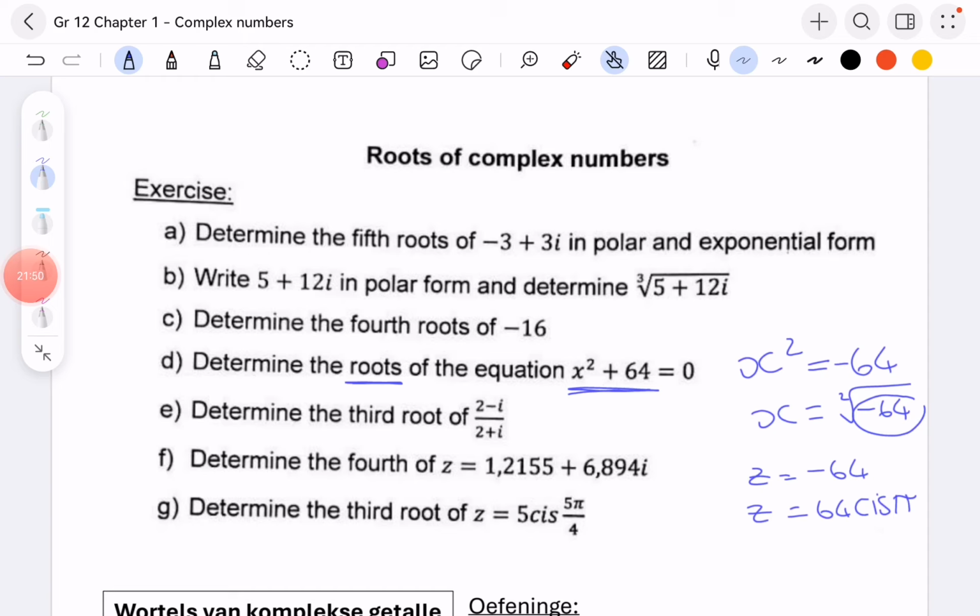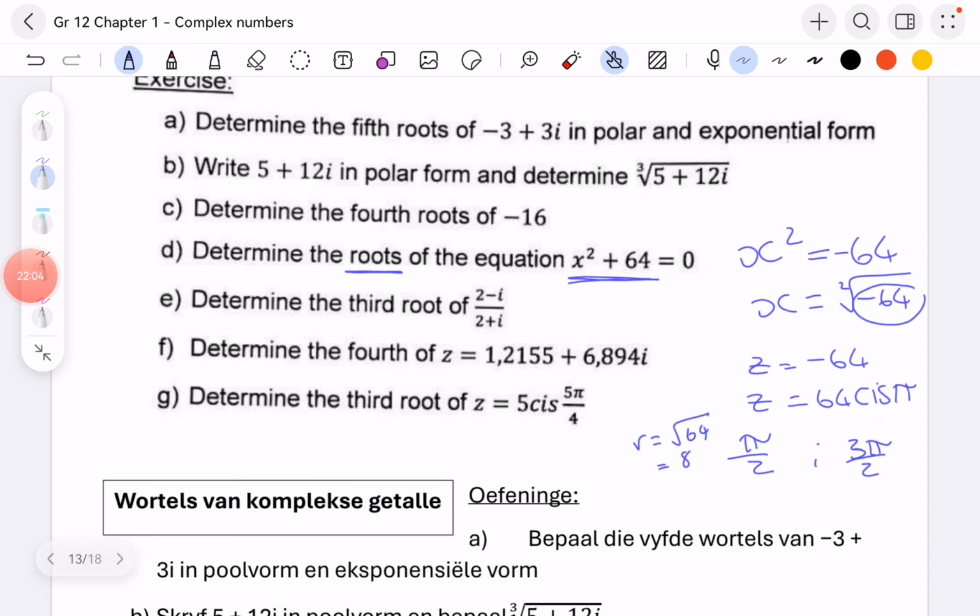So my one angle was pi divided by 2. My other angle is pi plus 2 pi is 3 pi divided by 2. My R value is going to be the square root of 64, which is just 8. So my first answer is going to be 8 cis pi over 2. And my second answer is going to be 8 cis 3 pi over 2.